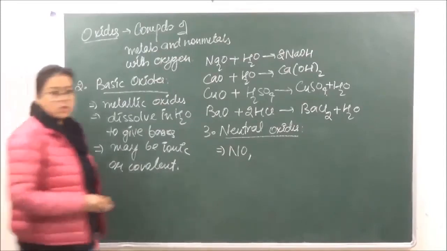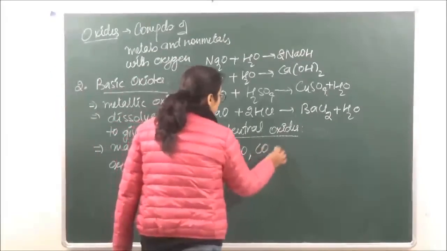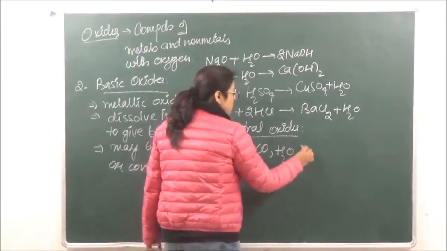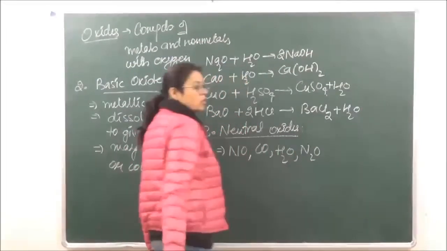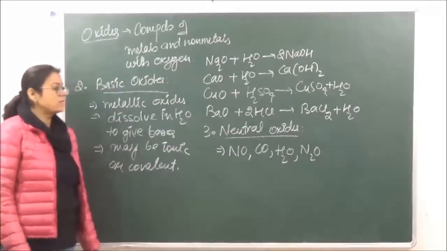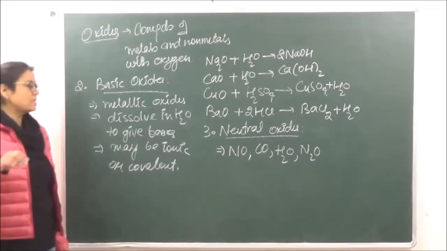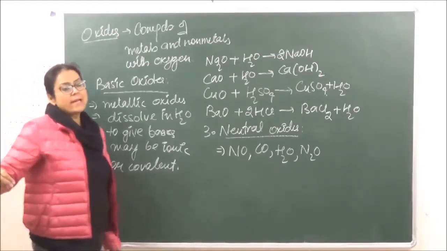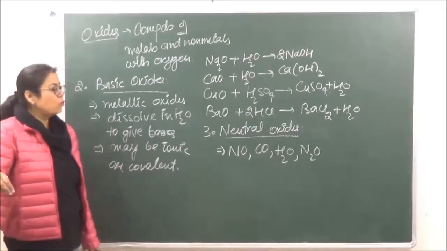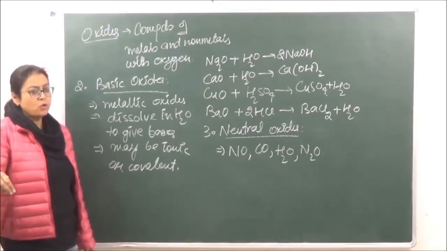Then we have CO, water, and N2O. So these are a few neutral oxides which are present, which neither react as bases nor react as acids. They will neither convert blue litmus to red, nor red litmus to blue.